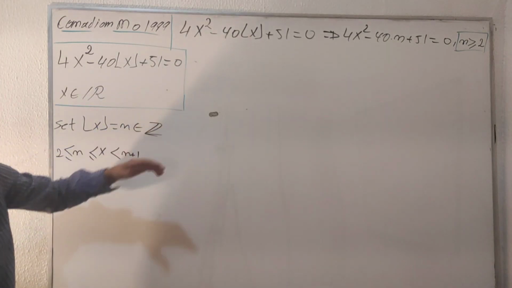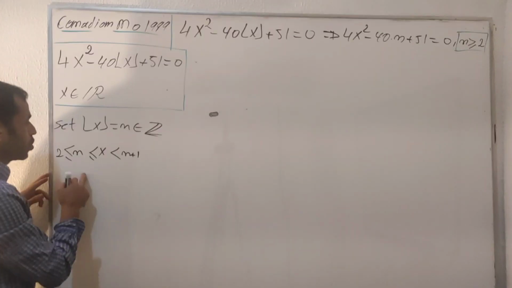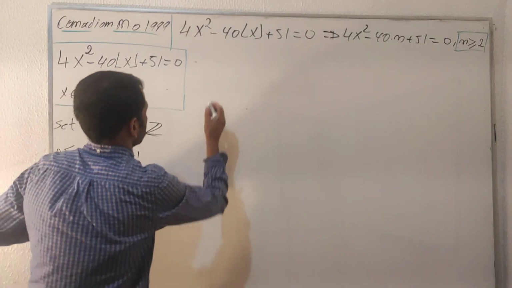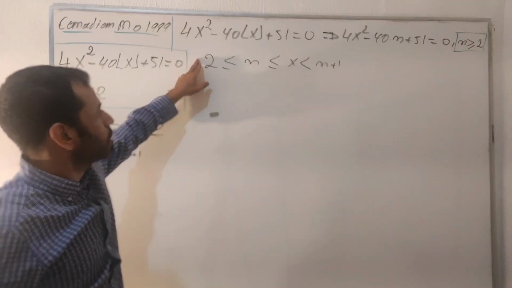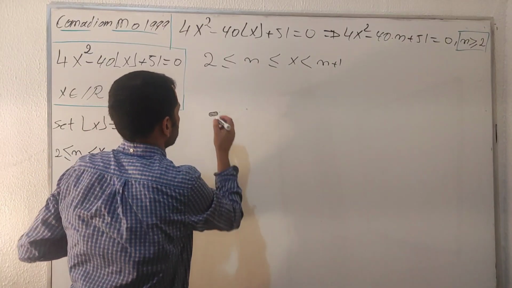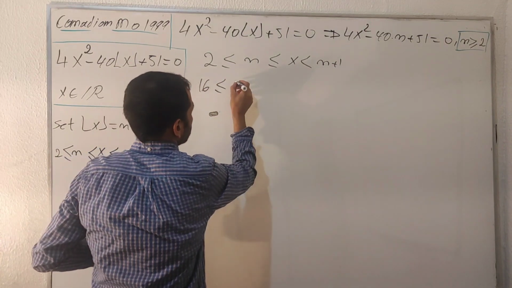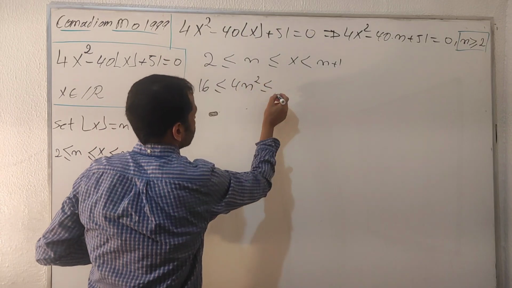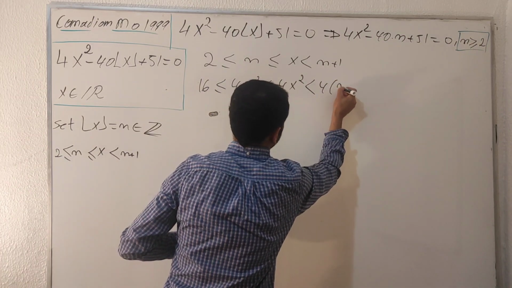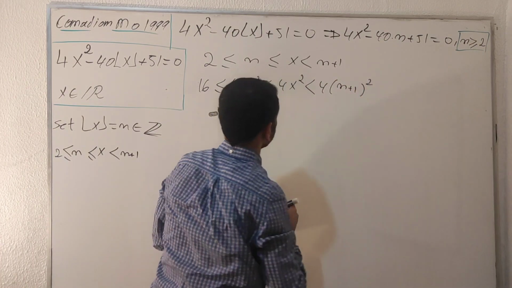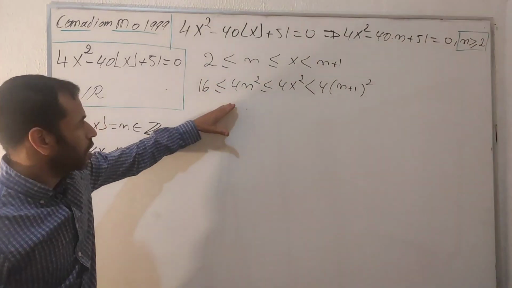Since we have 4x², I'm going to transform this inequality into the form of the equation that I have here. I square both sides of this inequality and multiply both sides by 4. I get 16 ≤ 4n² ≤ 4x² < 4(n + 1)². What I have done here is just square both sides and multiply all the sides by 4.